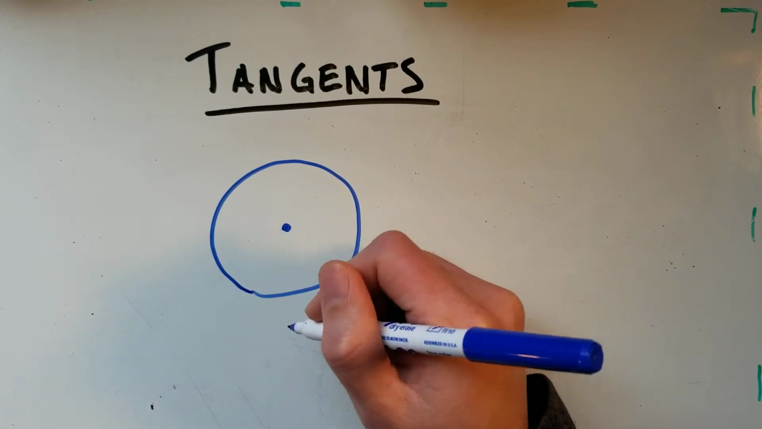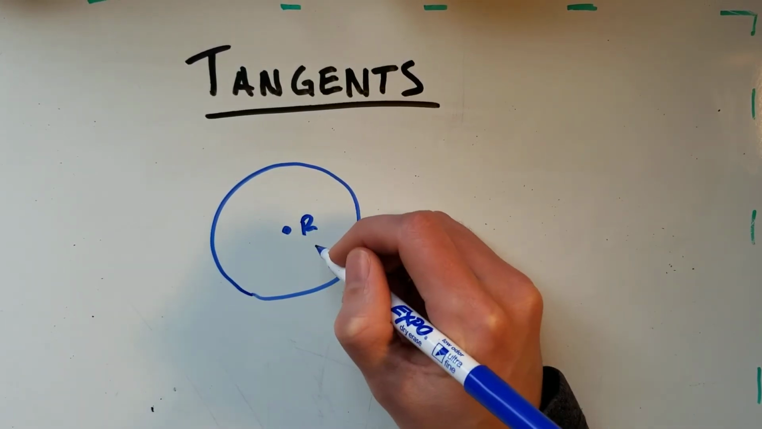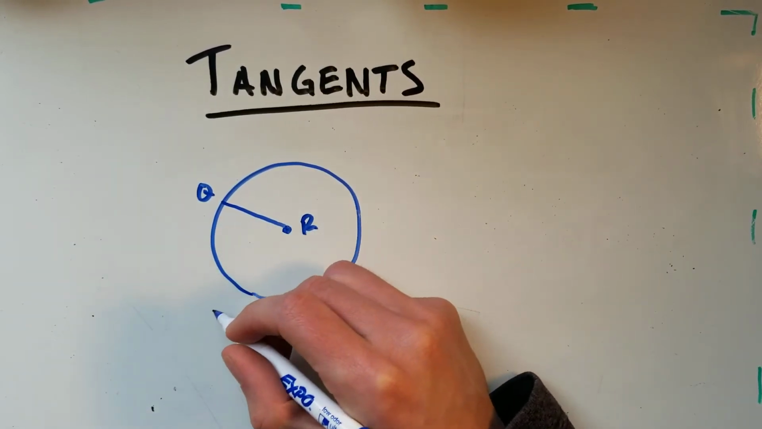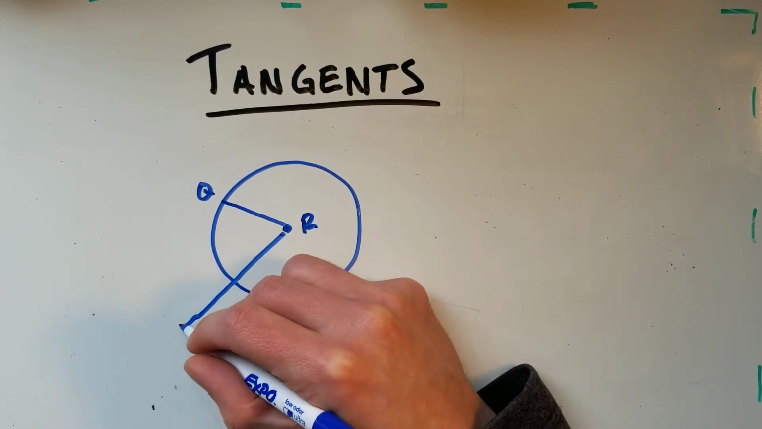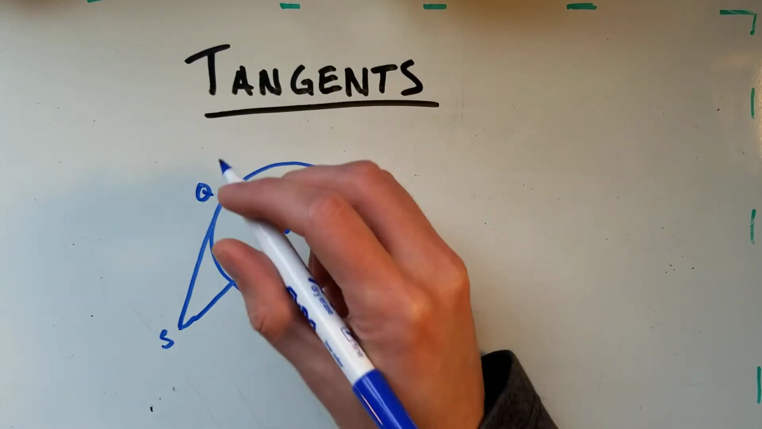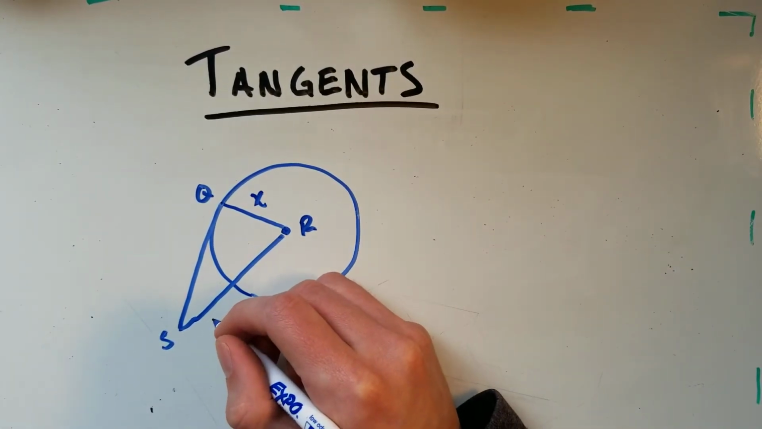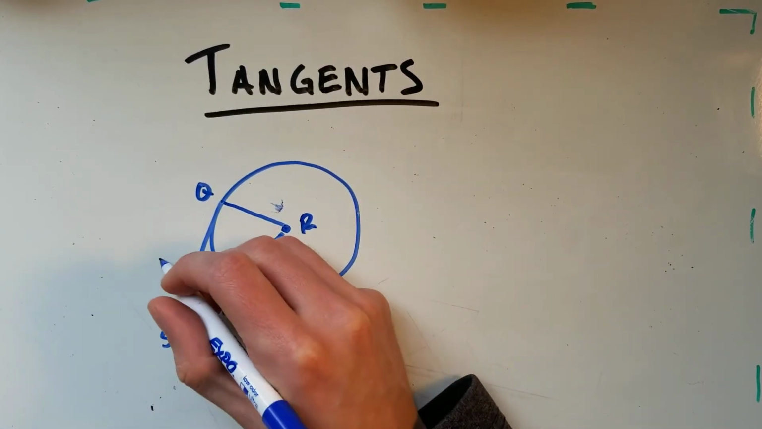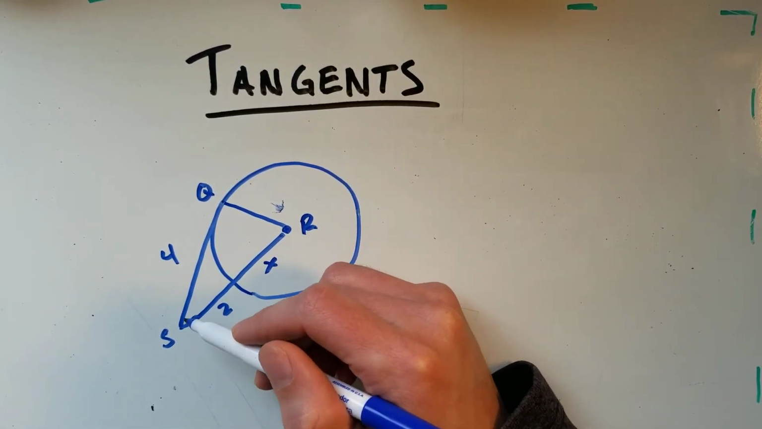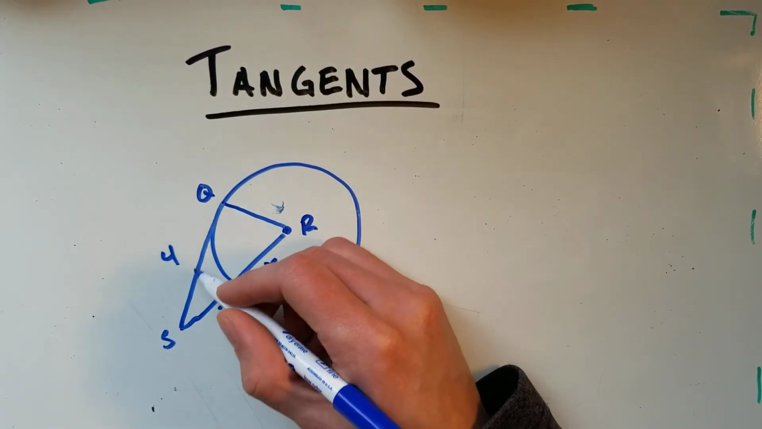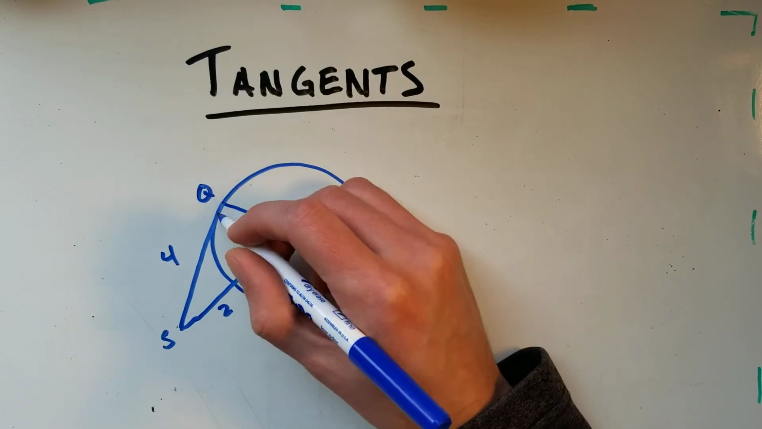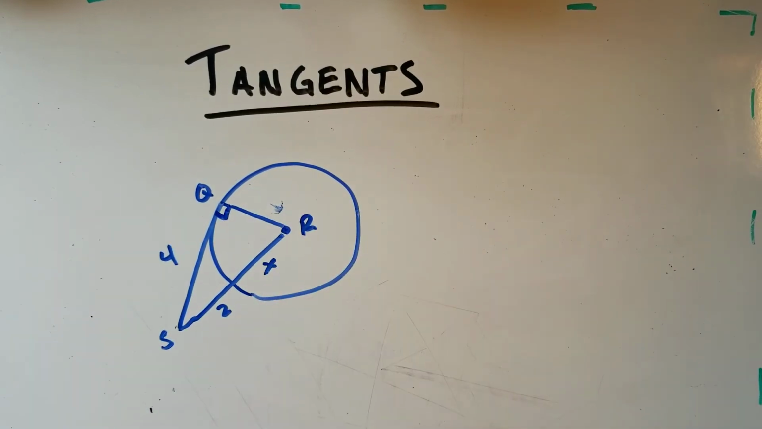We'll do 3B. So we have in 3B, circle R, then we go to Q here, and then we go to S. This is X. This is 2, and this bottom side is 4. And it says we are going to assume that the segments that appear to be tangent are tangent, so we're going to assume that QS is tangent. So if QS is tangent, well then it makes a nice right angle here. So we have a nice right triangle.